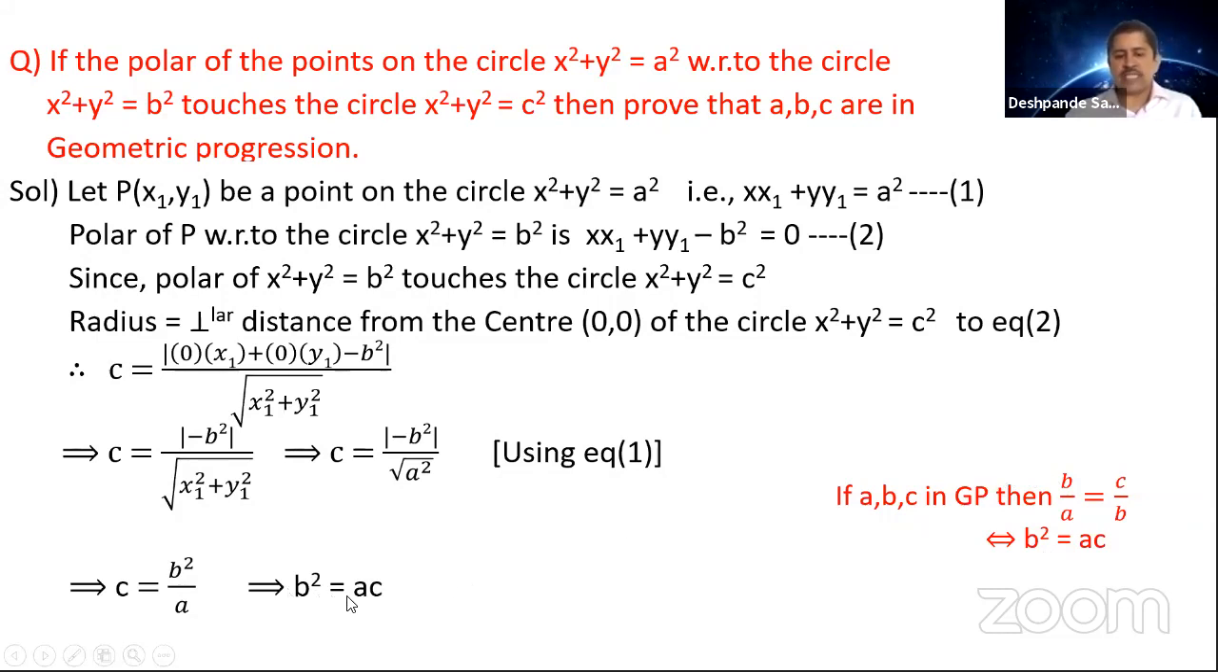So if b square is equal to ac, you can say that the terms a, b, c are in geometric progression. Have you understood this problem? It is a very simple problem. The only thing is that you need to take equation 1 here: in place of x, you put x1, in place of y, you put y1, so x1 square plus y1 square is equal to a square.